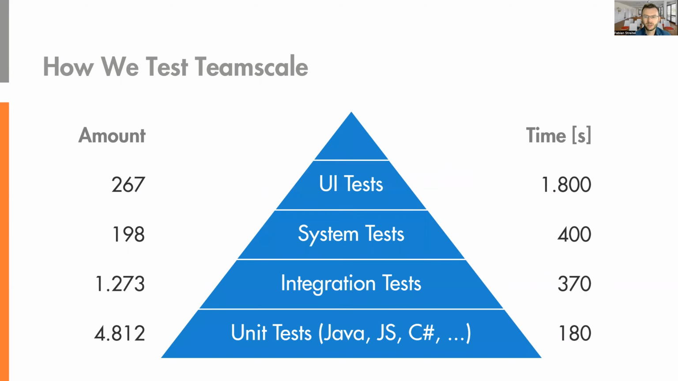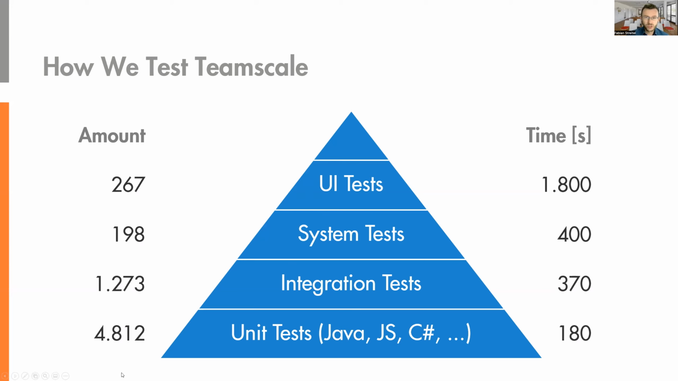Now, how do we develop and test Teamscale? We have a lot of different tests in the typical pyramid shape. So at the bottom, we have the usual unit tests that are very fast, only take 180 seconds in total to execute, but we have a lot of them. And then it goes up over integration tests, system tests, and UI tests. And the UI tests are, of course, the slowest. And we have not that many of those in comparison to, for example, the unit tests.